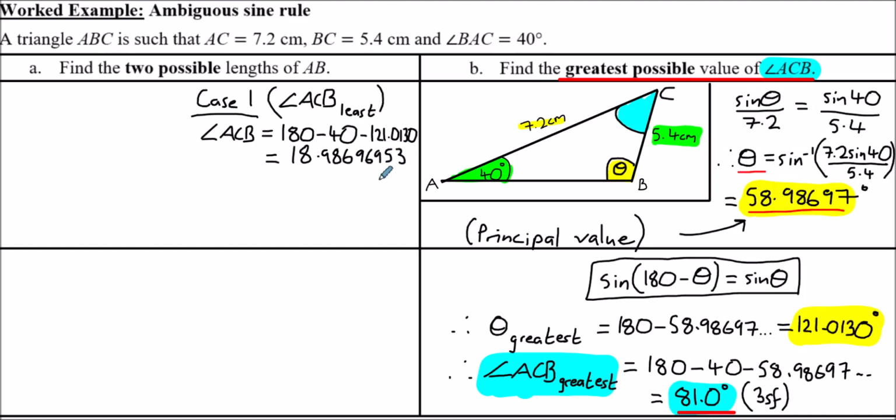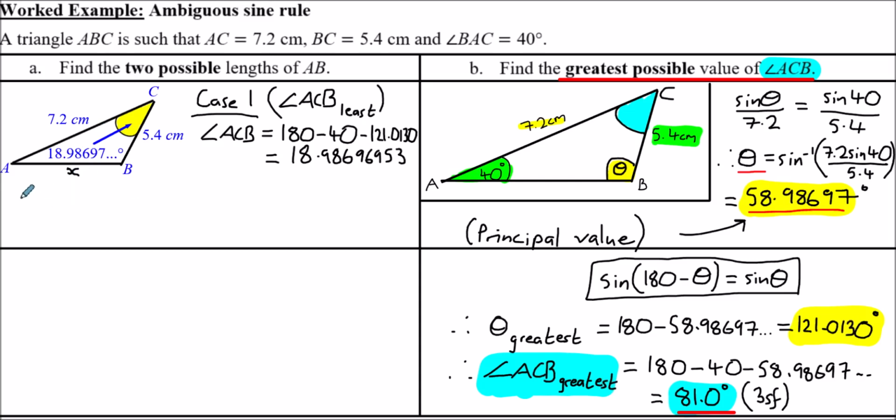Okay, so I'm just going to show you a sketch of this, just so it adds a bit more dimension to the proceedings. So here it is. Imagining the case where angle at C is 18.98697, then using this particular case, we could work out the length of AB by again using the sine rule. If I just call AB as x, I'm lacking imagination today, so I'll just call this x.